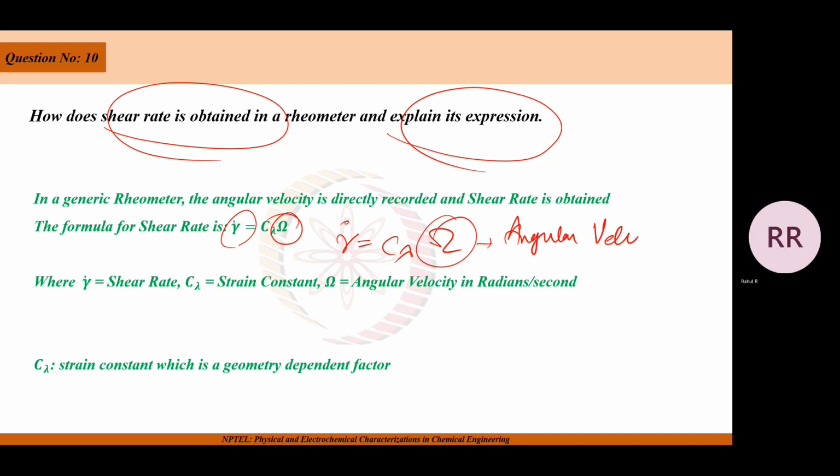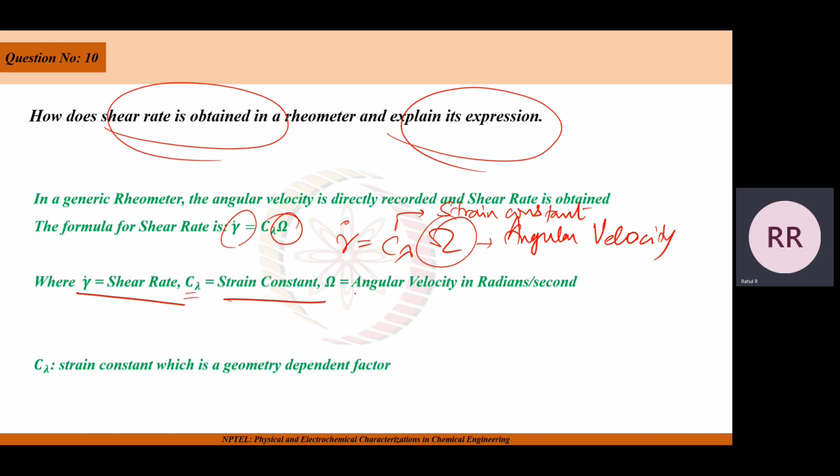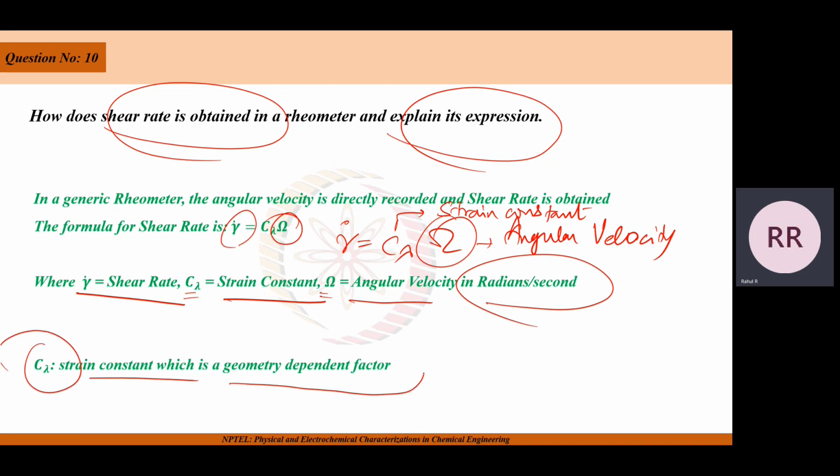Here omega is the angular velocity, and C lambda is a strain constant. Gamma dot is the shear rate, omega is the angular velocity, and the unit is radian per second. C lambda is a strain constant which is geometry dependent, that is, it depends on the geometry that we are actually measuring. Now let us move on to the next question.